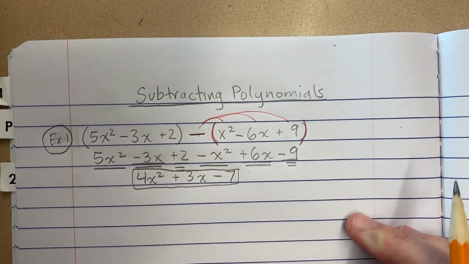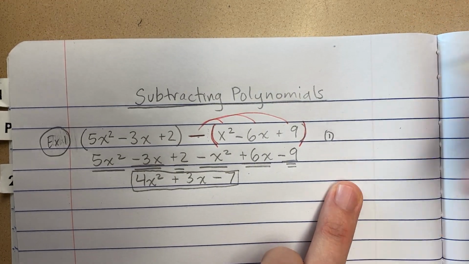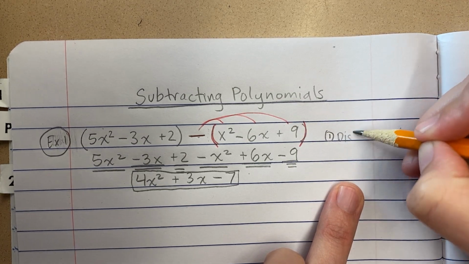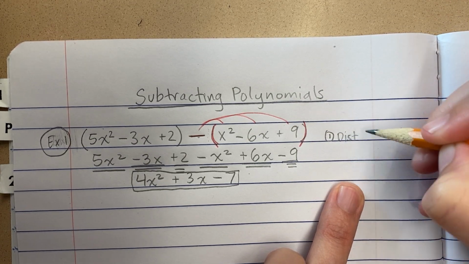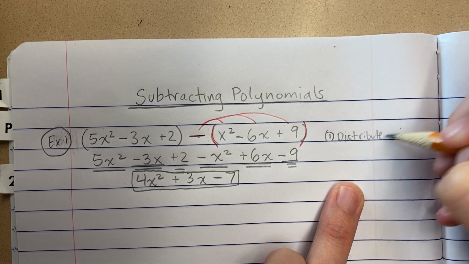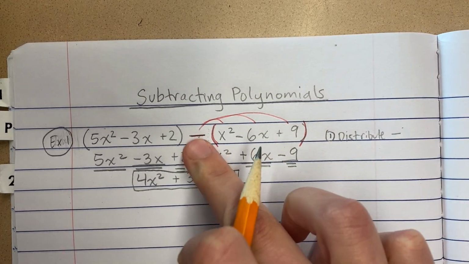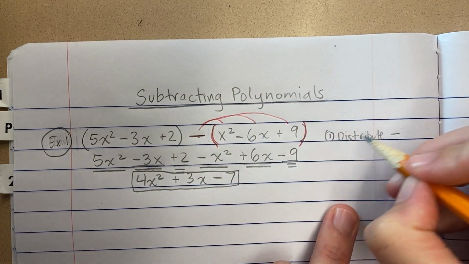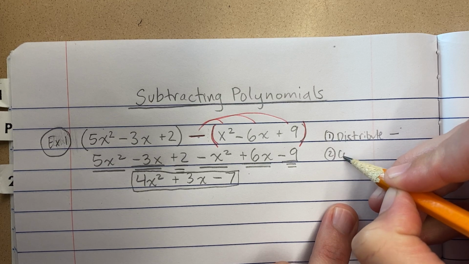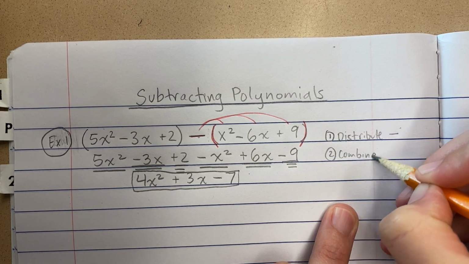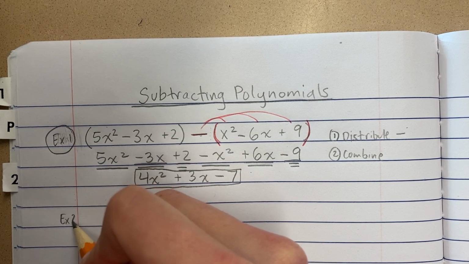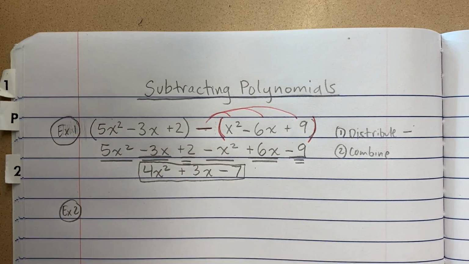Okay, so notice, first, and don't skip this step because that's just asking for mistakes, you can distribute that negative. You can view it as distributing, multiplying, or you can view it as subtracting, but distribute that first and then combine. Okay, let's do one more example, and then I'll let you have at it.